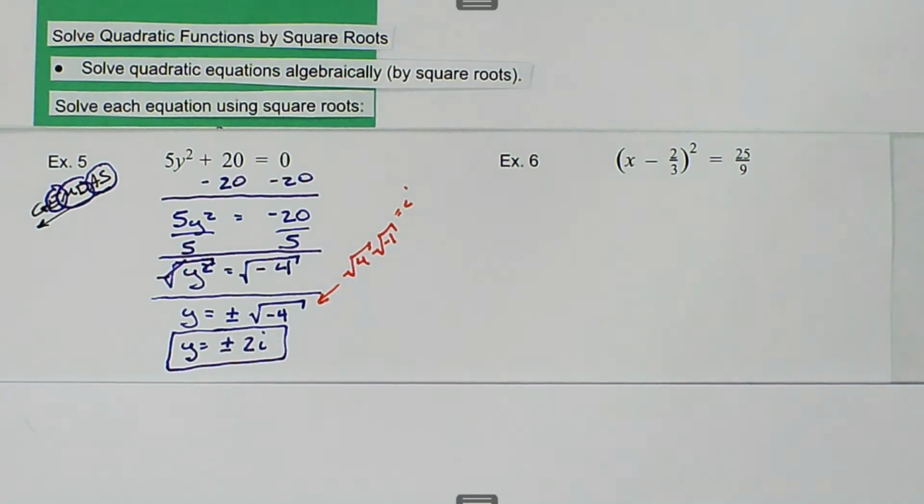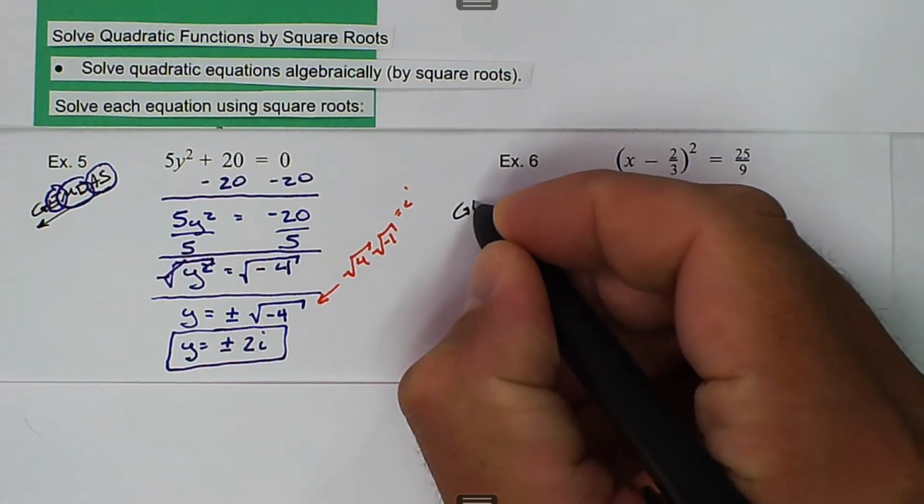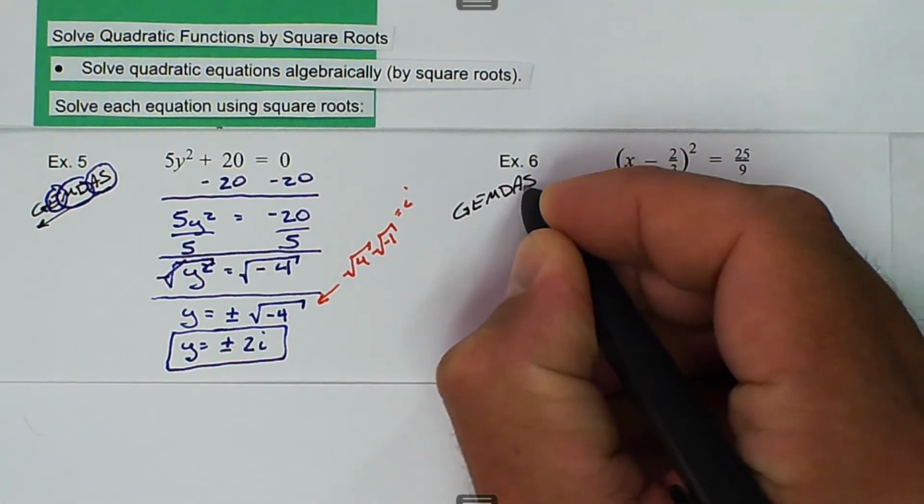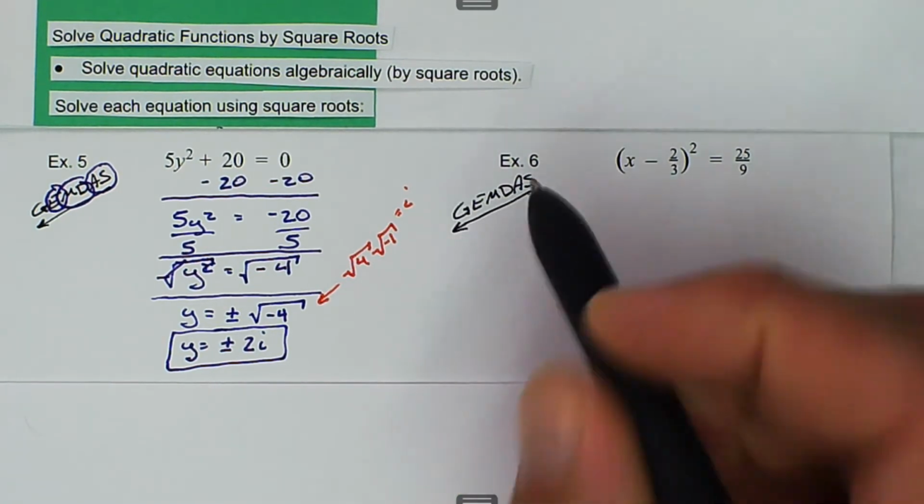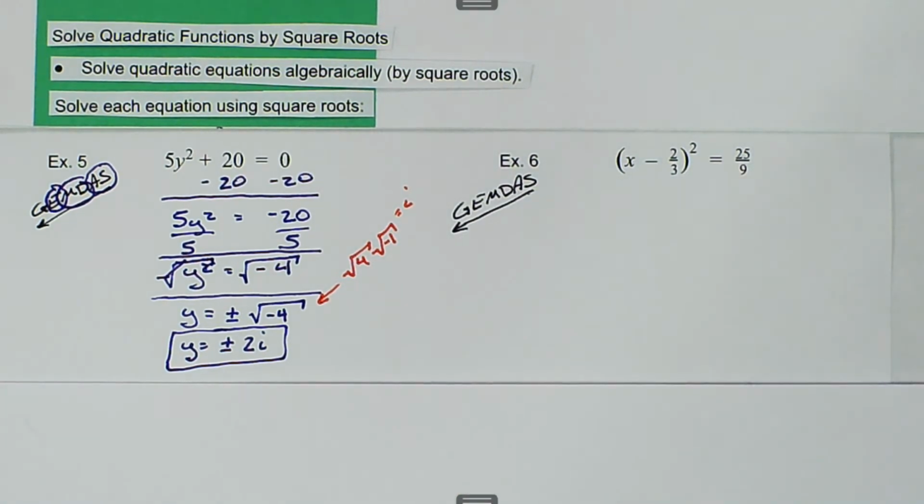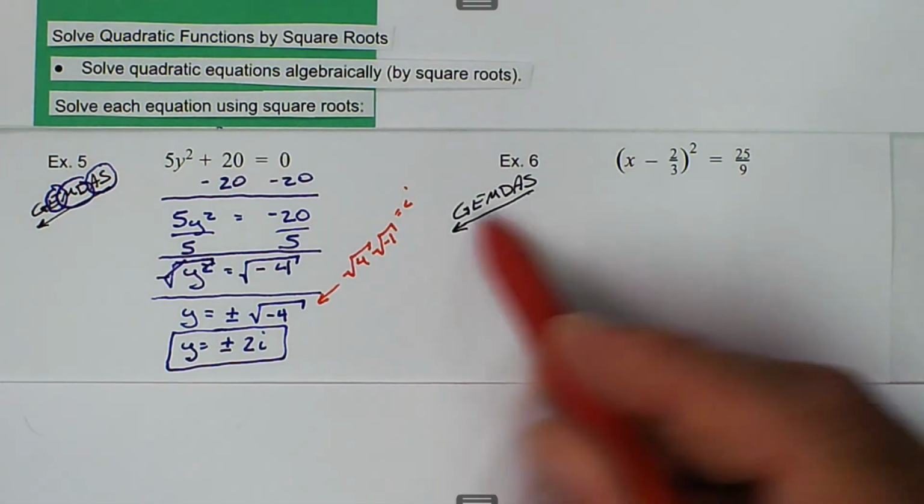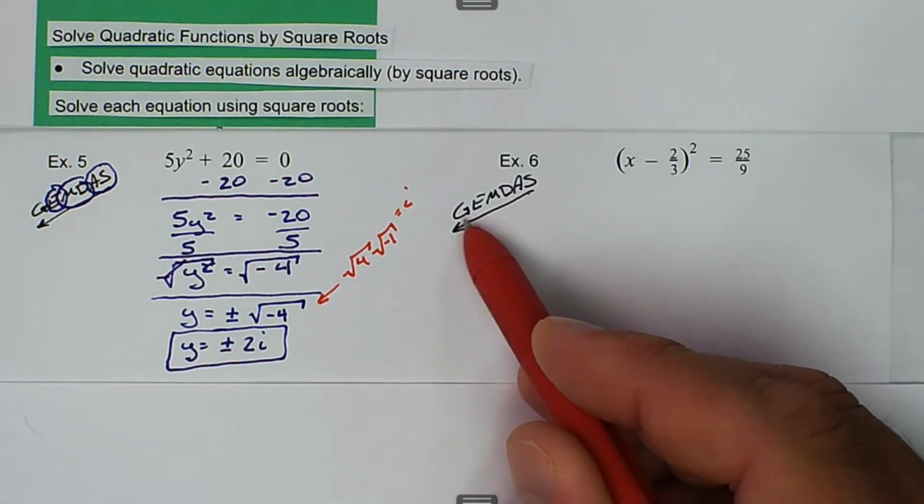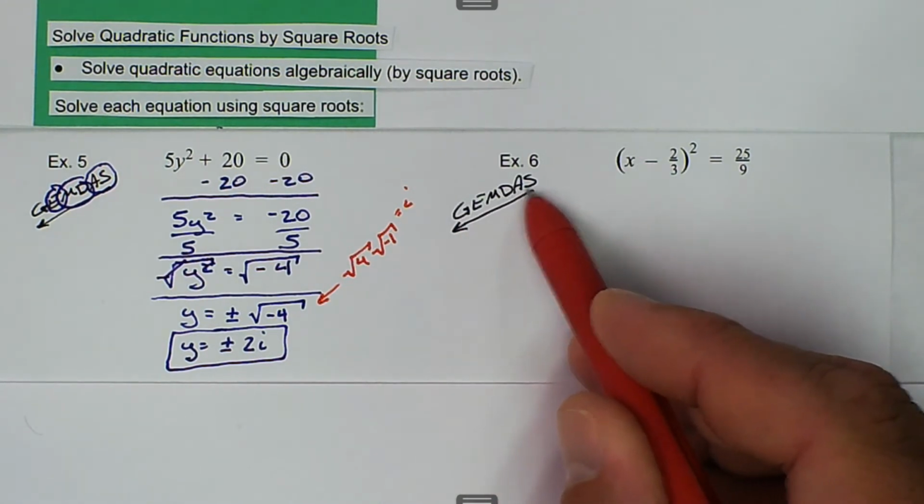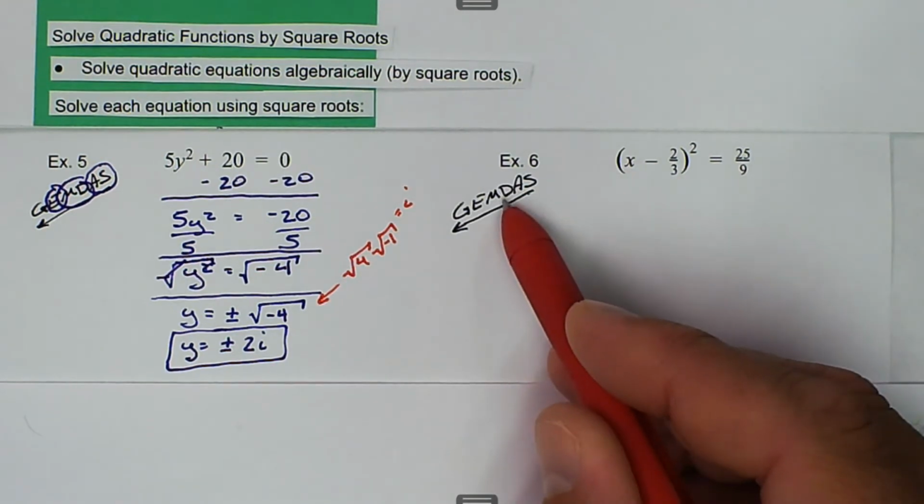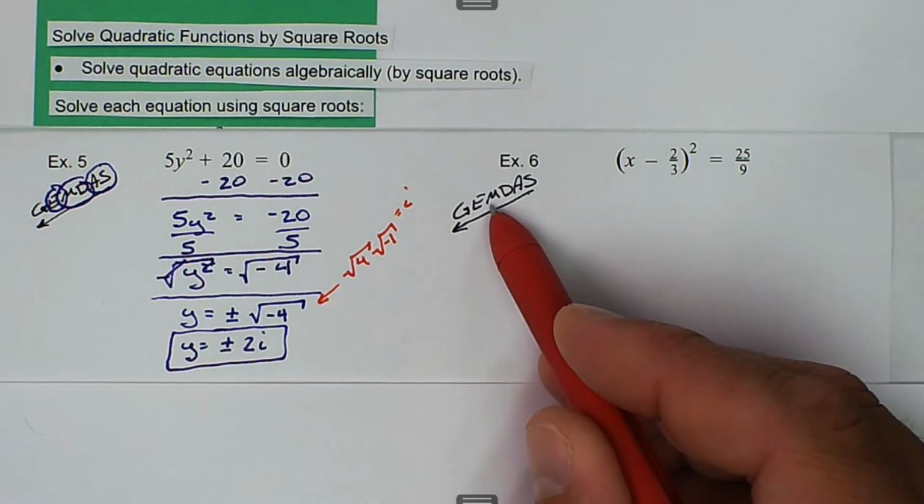We have example 6, and we have the quantity x minus 2/3 squared is equal to 25/9. And same thing, we're going to use GEMDAS. And we always start with addition and subtraction and work our way to groups. So here we have subtraction, but that is inside the group. So the group we do last. So we have to do everything else first. So no addition or subtraction outside of the group. No multiplication or division outside of the group.